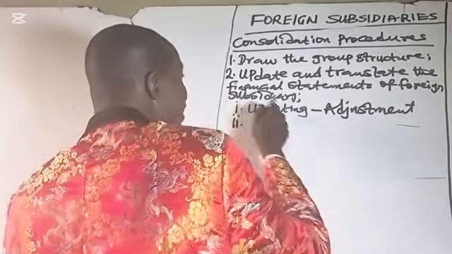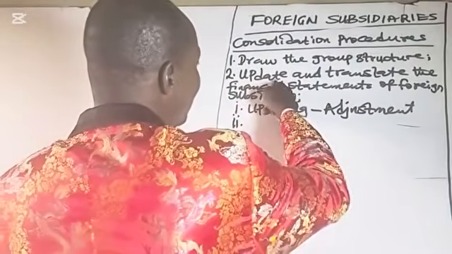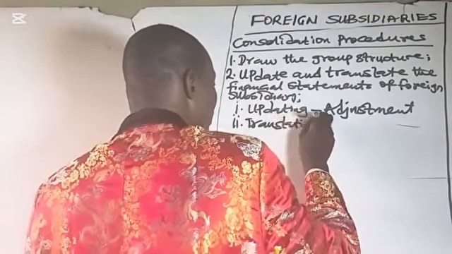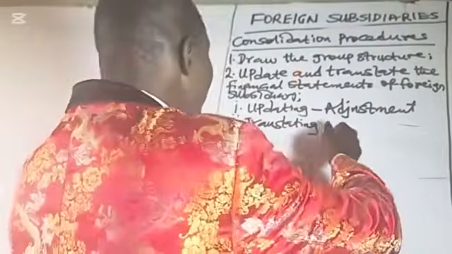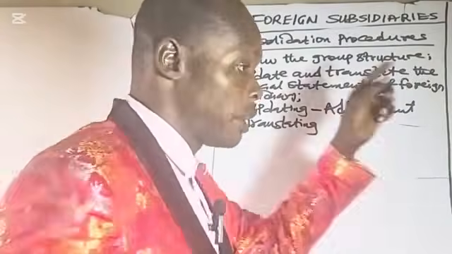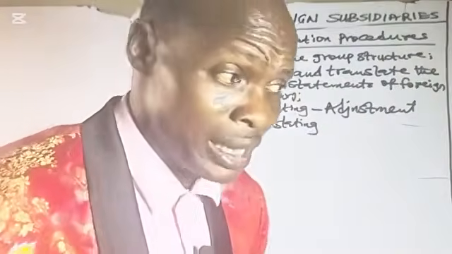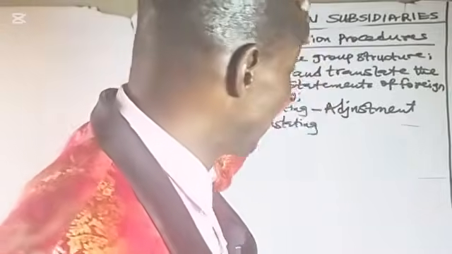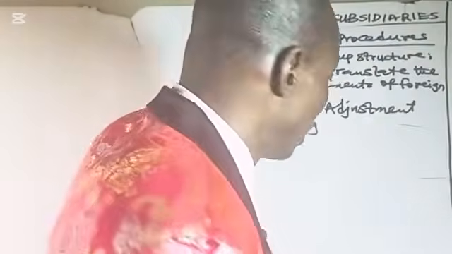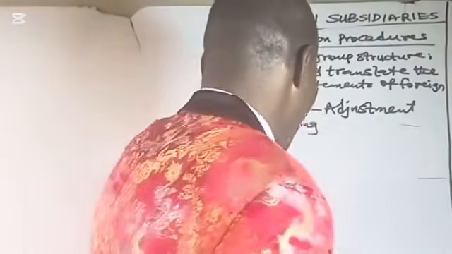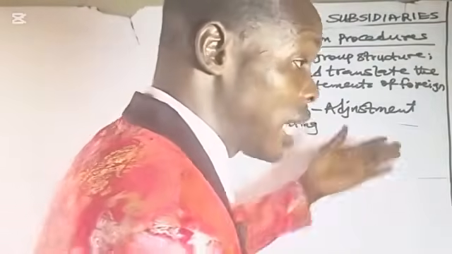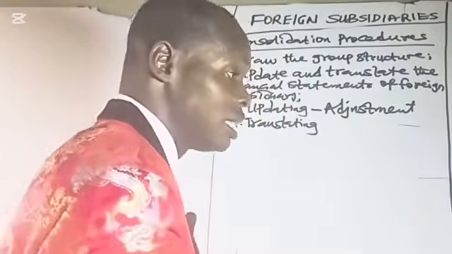Then the second thing after update is to translate. It means you translate the financial statement from the foreign currency to the presentation currency of the parent. You translate the financial statement of the foreign subsidiary to the presentation currency of the parent before you can consolidate. To do that, you will need the exchange rates.